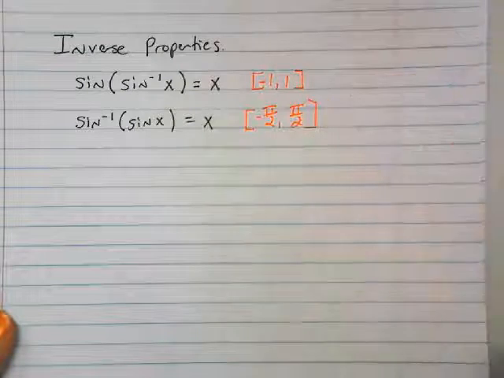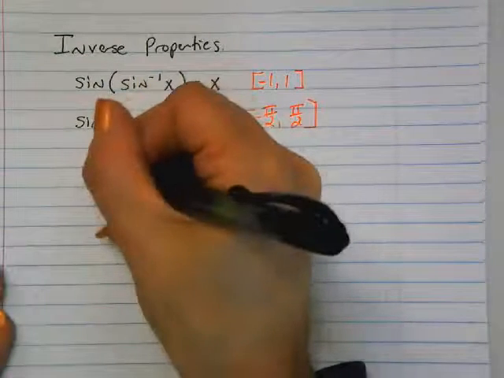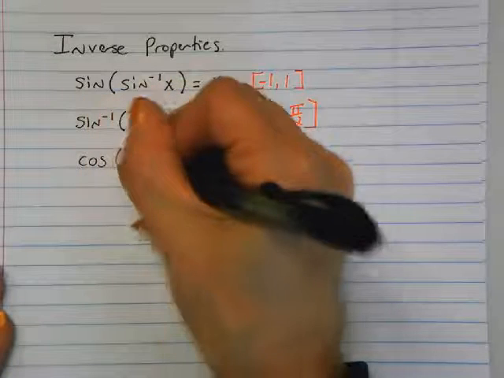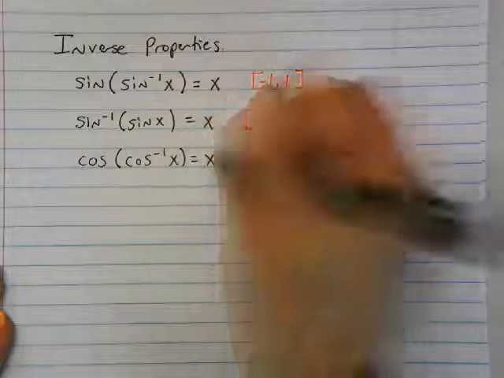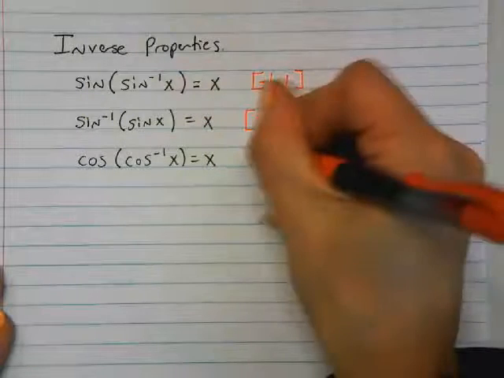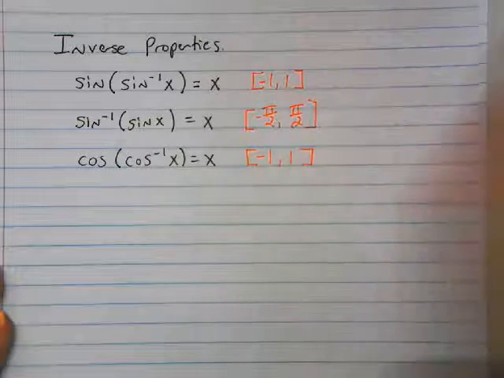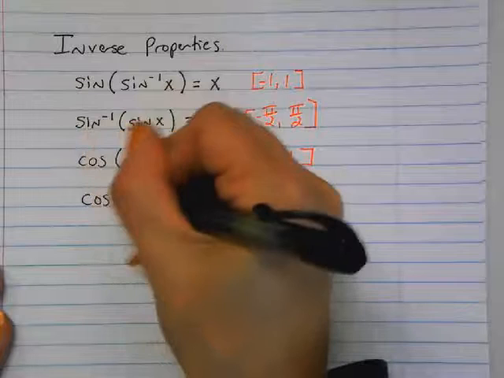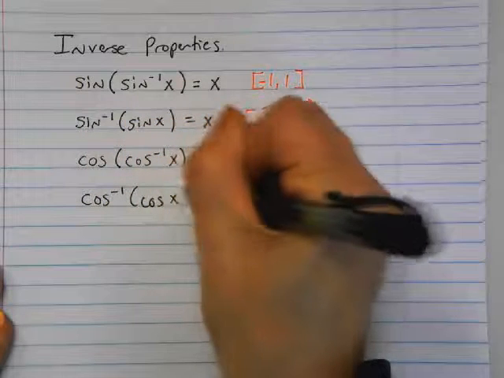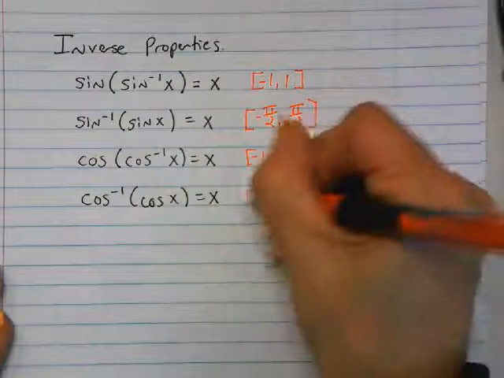Okay? Let's talk about the same thing with cosine. So I can take the cosine of the inverse cosine, and I still get x. And what is cosine's range? From -1 to +1. And if I take the inverse cosine of the cosine, I again get x. But its limitations, again, are from 0 to pi.